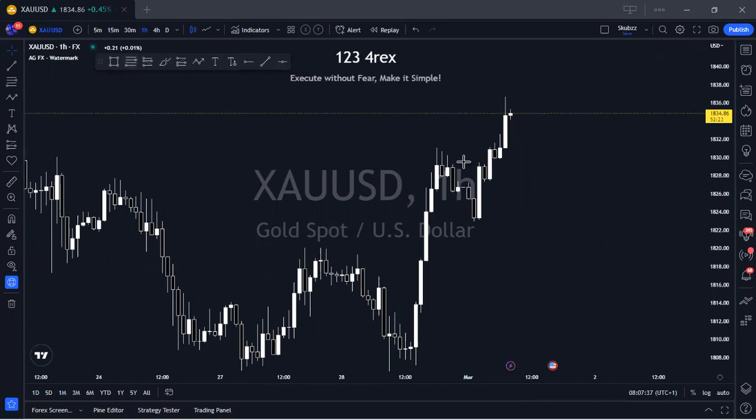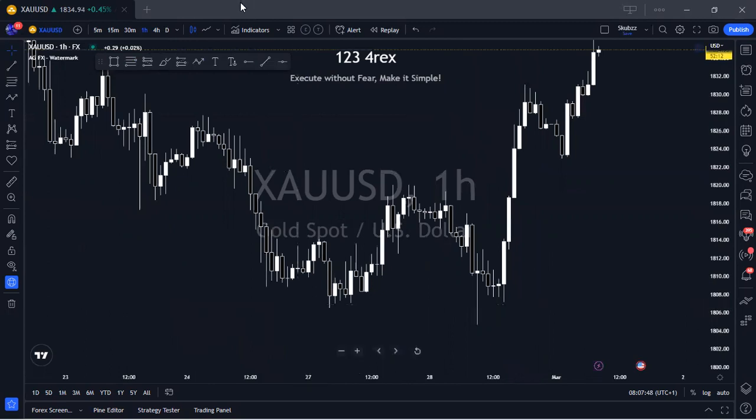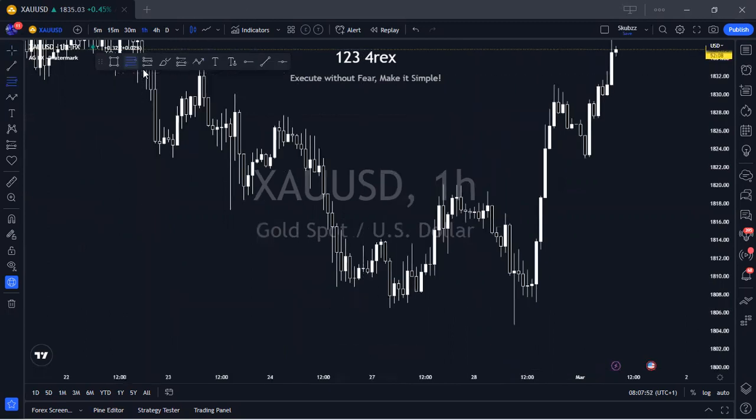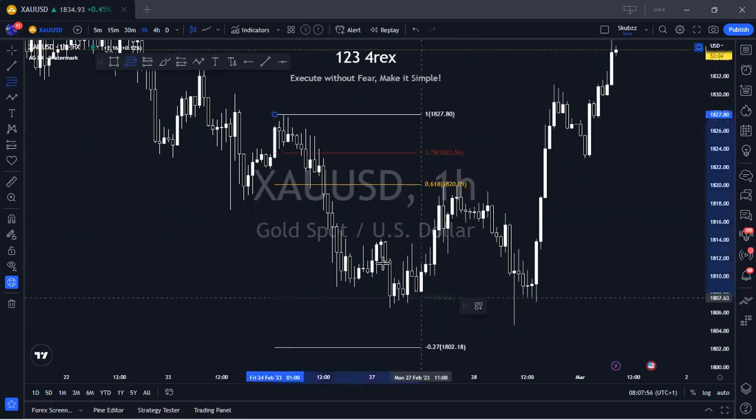I don't want to use my Fibonacci because gold is quite tricky. That's the problem with gold, it's very, very tricky. Let me check something. It actually respects the Fibonacci sometimes. Let me see. Yeah, it actually respects the Fibonacci.